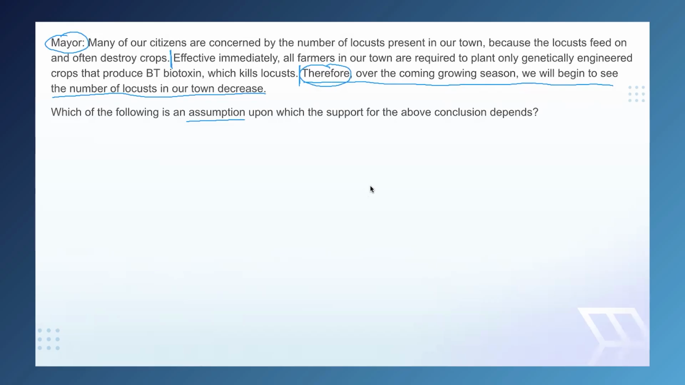I don't know. This seems pretty solid, but I know that it's not. I know that there is a flaw. So I'm not going to let the fact that I am not able to see it stop me. I'm going to come up with a general flaw that's as specific as I can get it to the conclusion, and I'm going to let that inform my prediction. And it's still going to help me. Okay, so the conclusion tells me that we will begin to see the number of locusts in our town decrease over the coming growing season. So the flaw must be that something, I don't know what, but something is going to prevent that from happening.